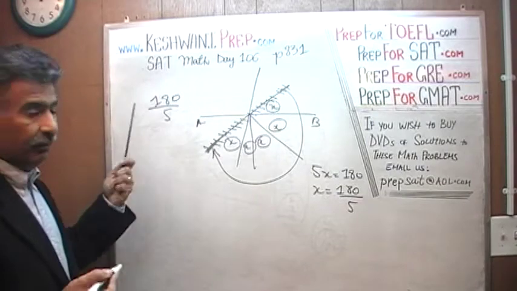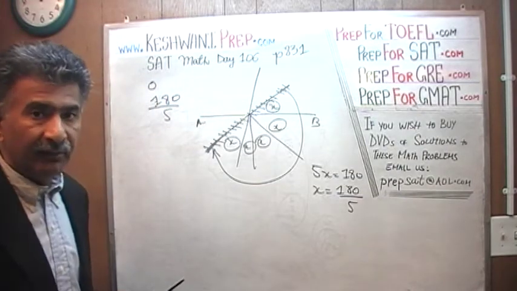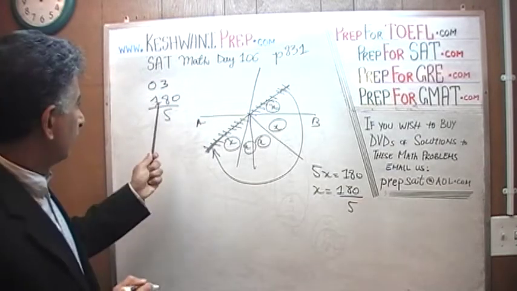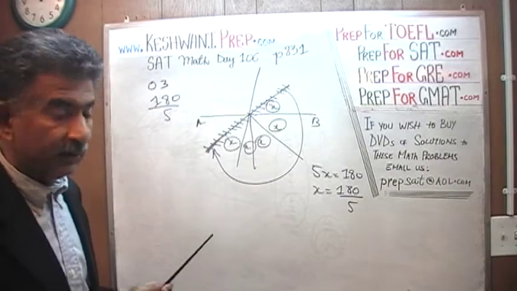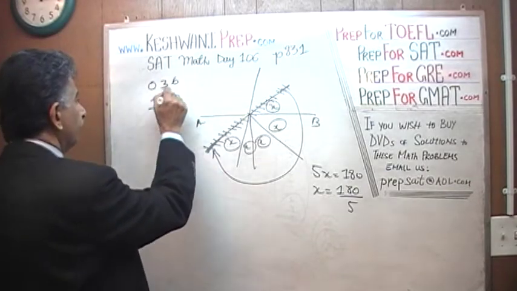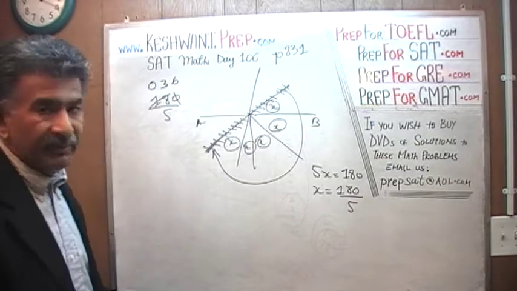How many 5s in a 0? 0 has no 5. That 1 goes and joins the 8, becomes 18. How many 5s in a 18? 18 has 3 5s. 3 5s are 15. The remaining 3 goes and joins the 0, becomes 30. How many 5s in a 30? 30 has 6 5s. So it's 36. That's one way we could have figured it out, that 180 divided by 5 is 36.